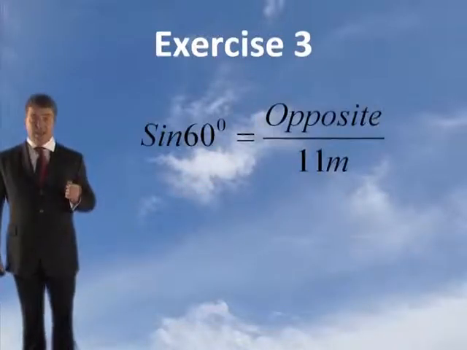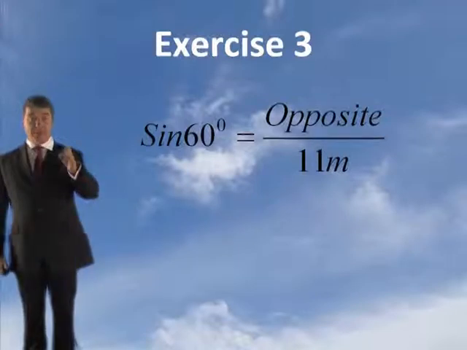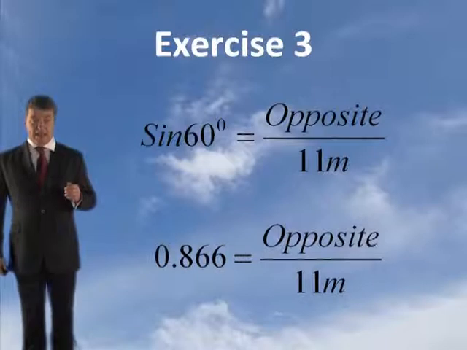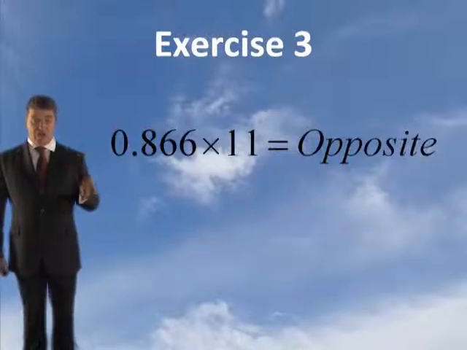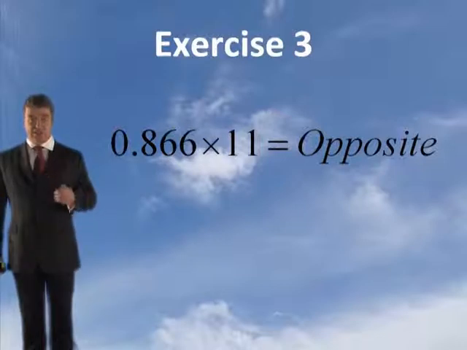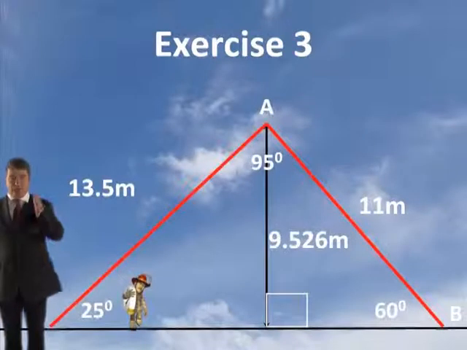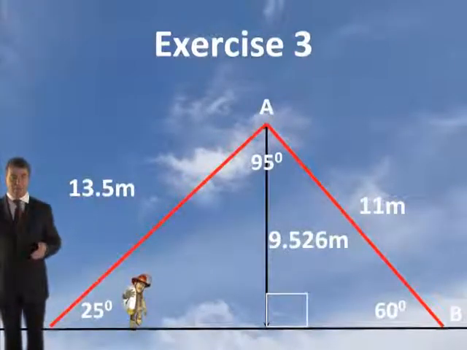Therefore, the sine of 60 degrees equals the opposite divided by 11. So the sine of 60 degrees is 0.866, which equals opposite over 11. Multiply it out, you get 0.866 times 11 is the opposite. That length there is 9.526 metres. So we have worked out the height from A to the ground floor. That has solved the exercise.